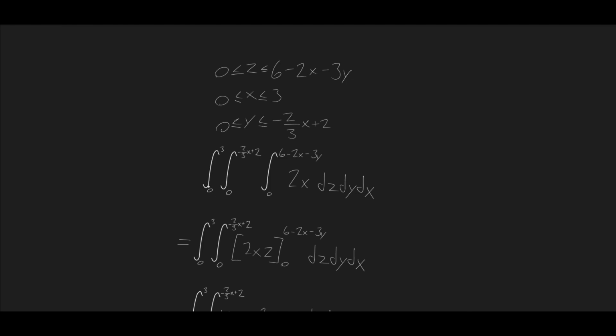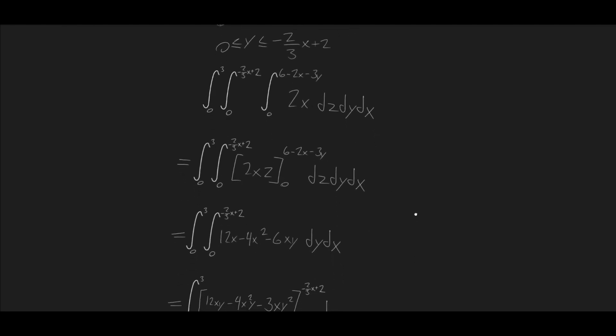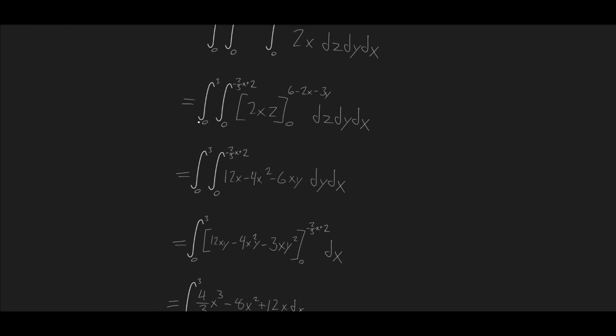And you might notice that as you go deeper and deeper into the triple integral, you're increasing the number of variables. So this integral doesn't have any variables. This one has only x, and this one has x and y. So that's how you order them. Then we can start solving this triple integral like any other.